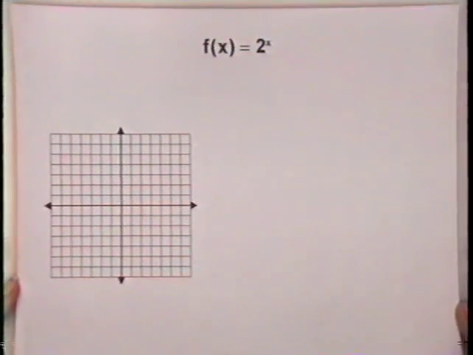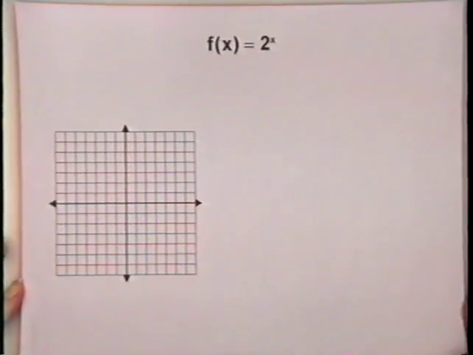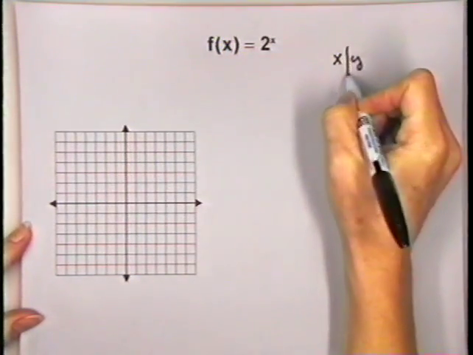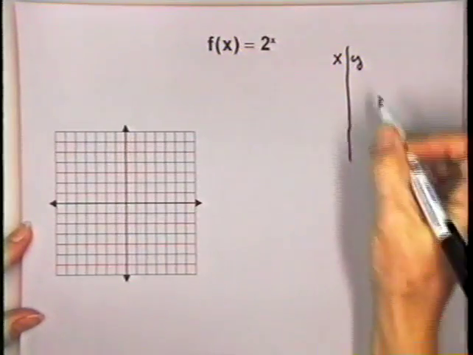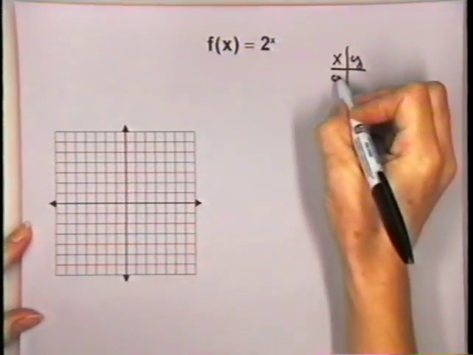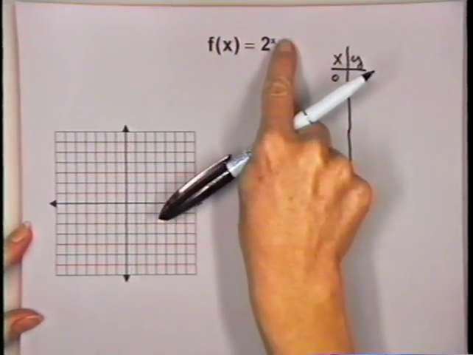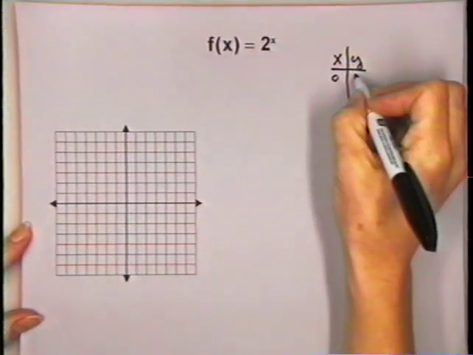We want to graph f of x equals 2 to the x power. Now, a little while ago, we did a similar function with a little different base and talked about picking certain x values and getting the corresponding y value. So let's do a table over here. I'm just going to call it xy, even though this is written in the f of x notation. And let's start by choosing x to be 0. Now, if x is 0, 2 to the 0 power is 1, isn't it?